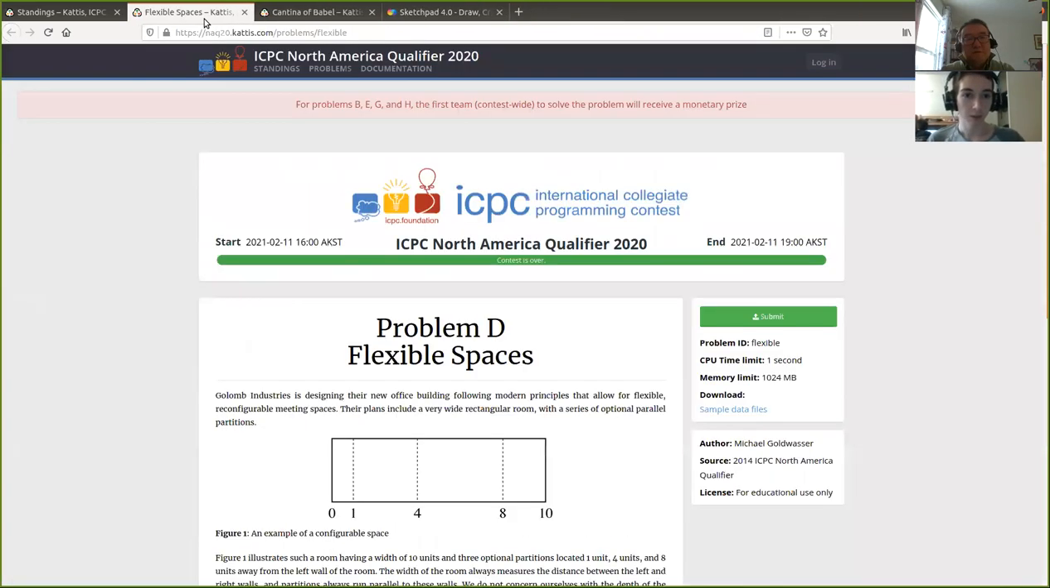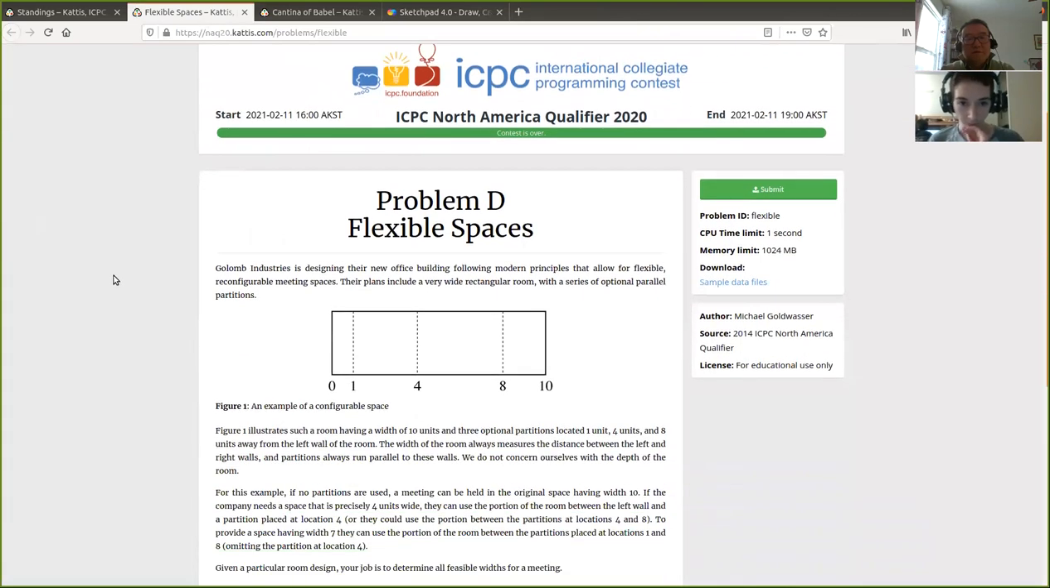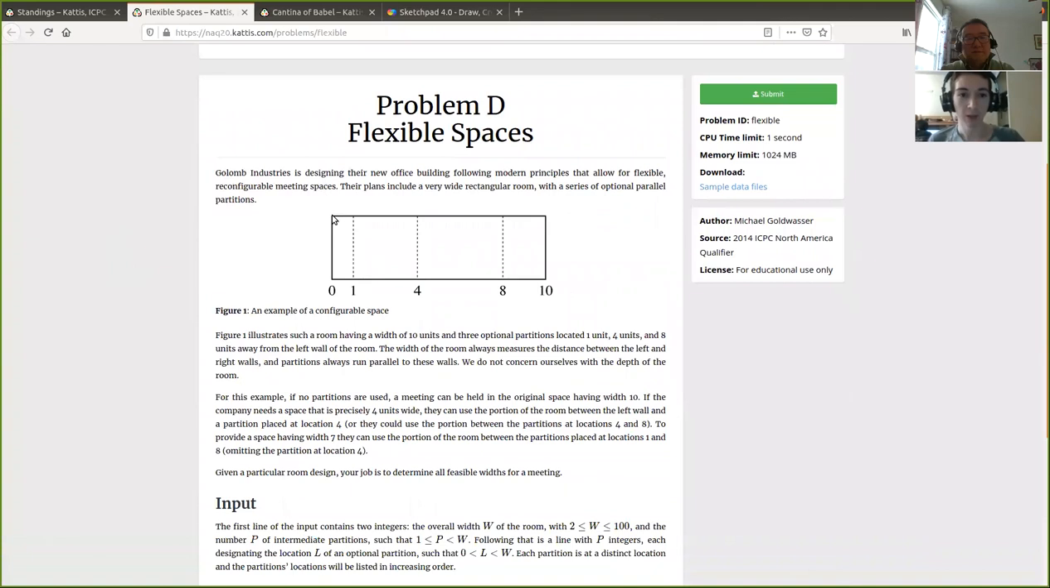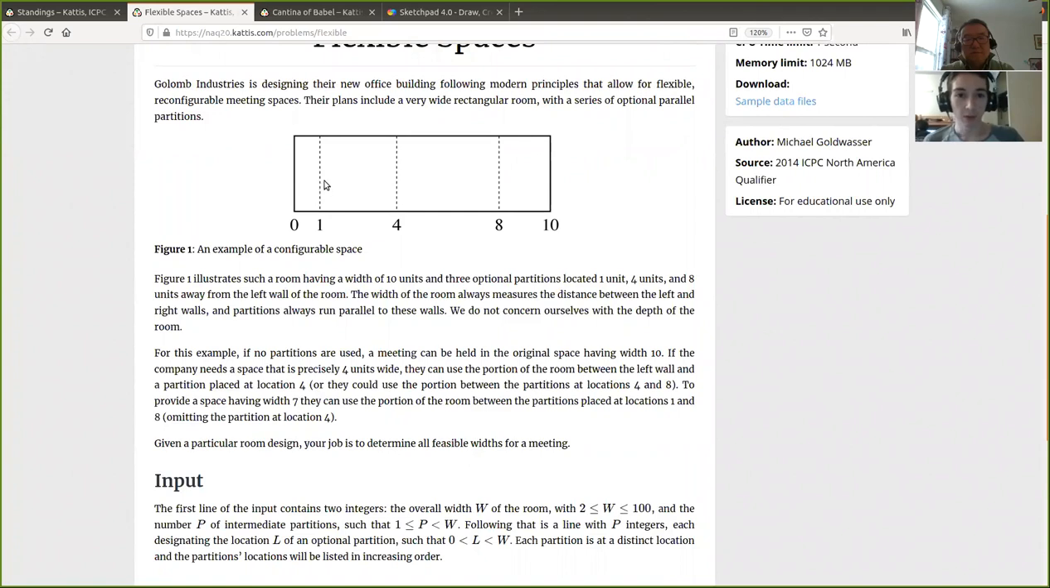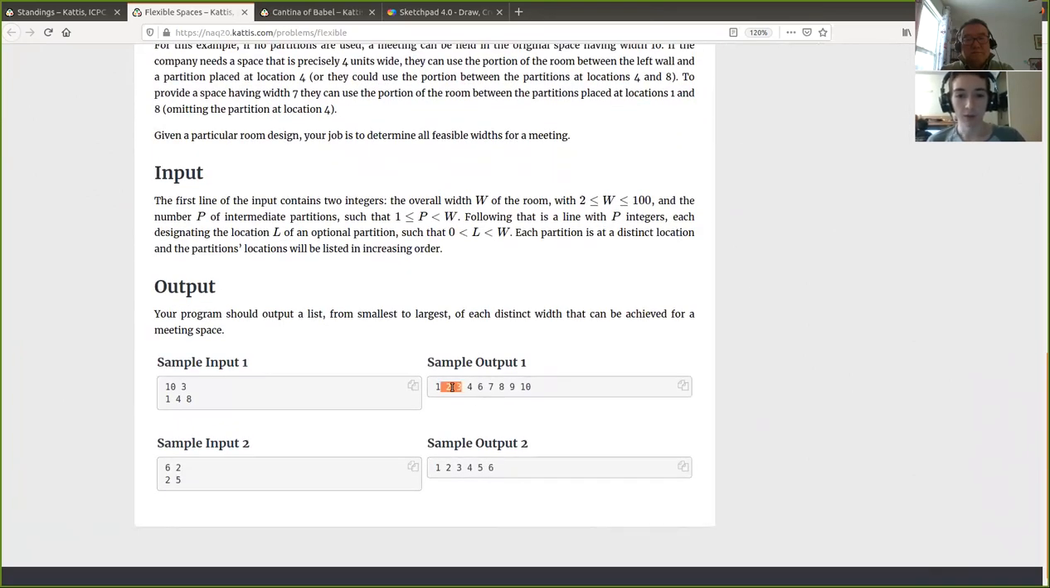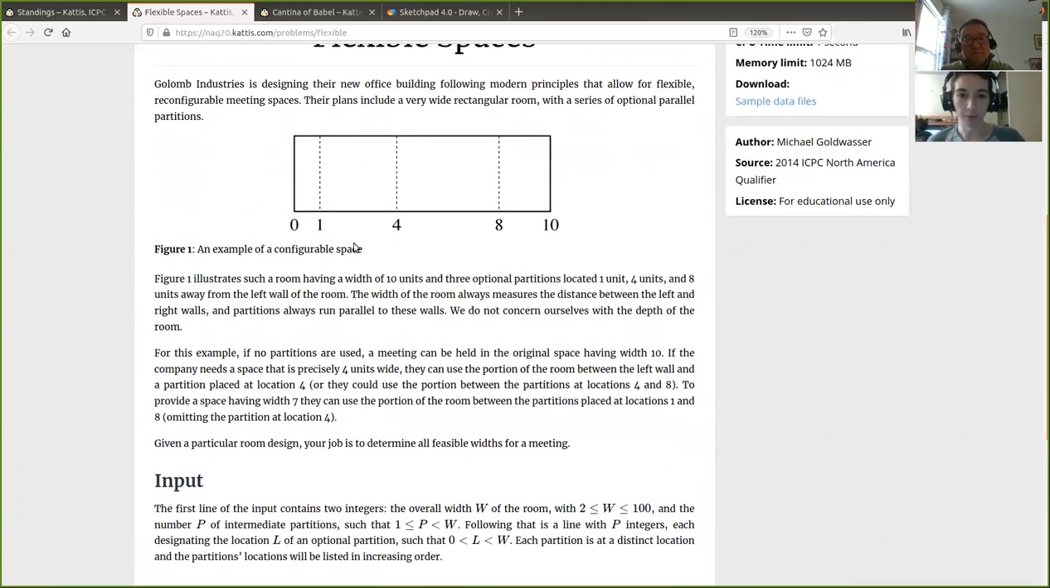Let's see what's next. Flexible spaces. In this problem, we have this rectangle, or a room, as they say. The leftmost coordinate is 0 and the rightmost is W, the width of the room. And then there are some dividing lines at different points inside of it. The question is, what are all of the possible widths of a room if you choose some of the dividers?